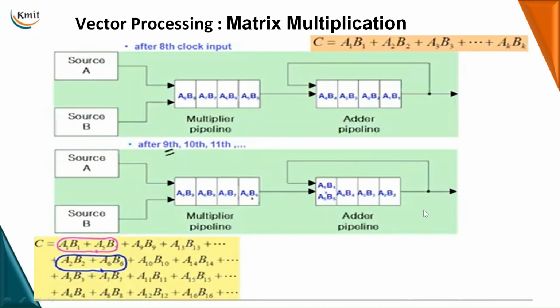Similarly, in the 10th clock cycle, A2 B2 will come out of this and you get A2 B2 plus A6 B6. In the 11th clock cycle, you get A3 B3 plus A7 B7. This continues until the entire instruction is executed in the pipeline. So this is how the matrix multiplication instruction is performed in the vector processing pipeline.